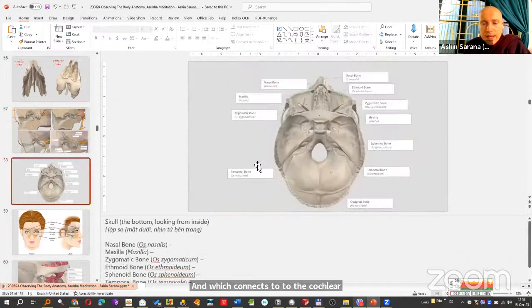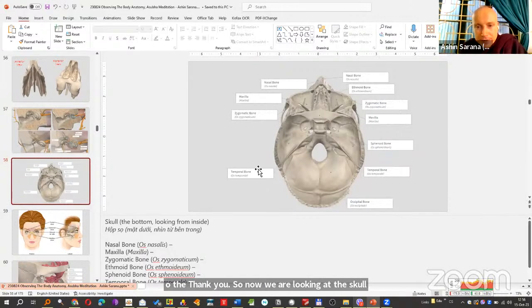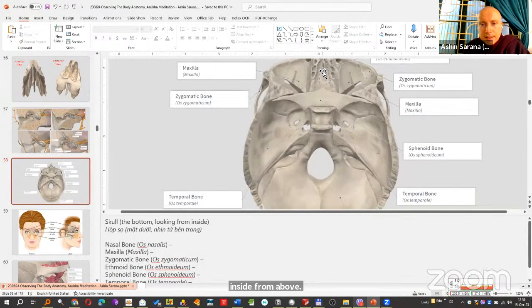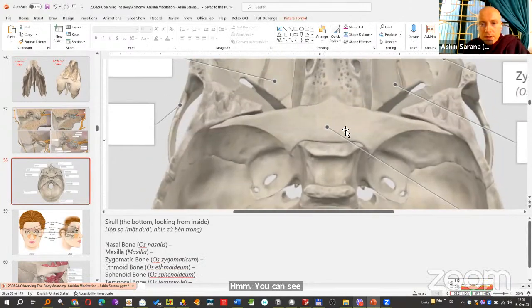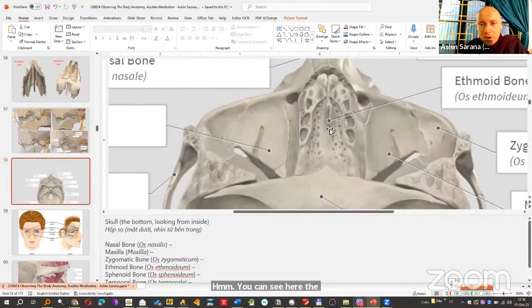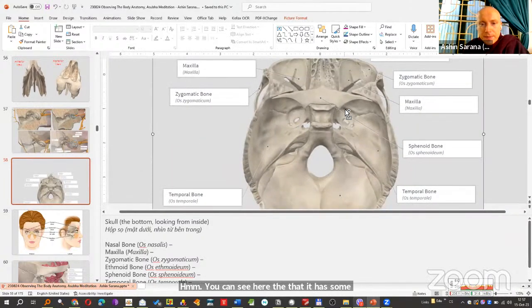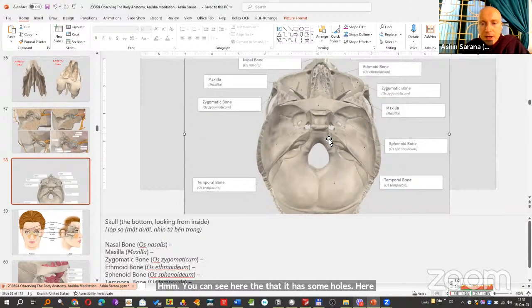So now we are looking at the skull from inside, from above. You can see here the nasal bone, that it has some holes. Here we see the big hole, the foramen magnum, and we see how the interior of the skull is structured so that the different parts of the brain nicely fit in.